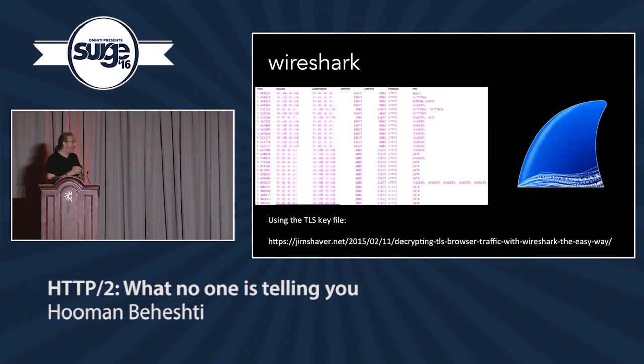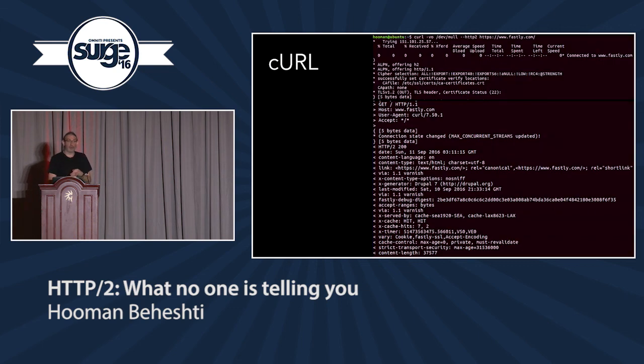I can't have a talk without talking about Wireshark. It's the greatest tool in the world. Because everything is TLS, decrypting H2 is very difficult. But that link right there will tell you how to do it. And that's what it kind of looks like on the wire. Curl now has H2 support. I don't think it's the default curl that comes with the distributions. There's a new version of curl, but it has it. That's what it looks like.